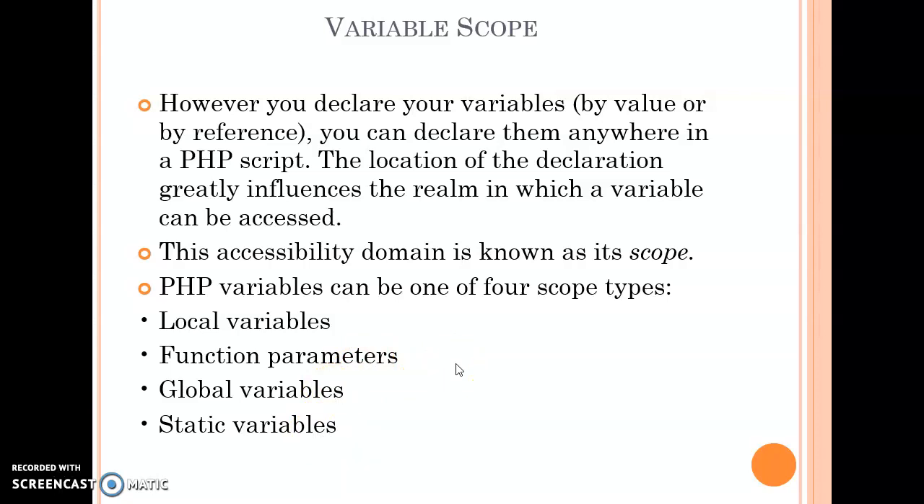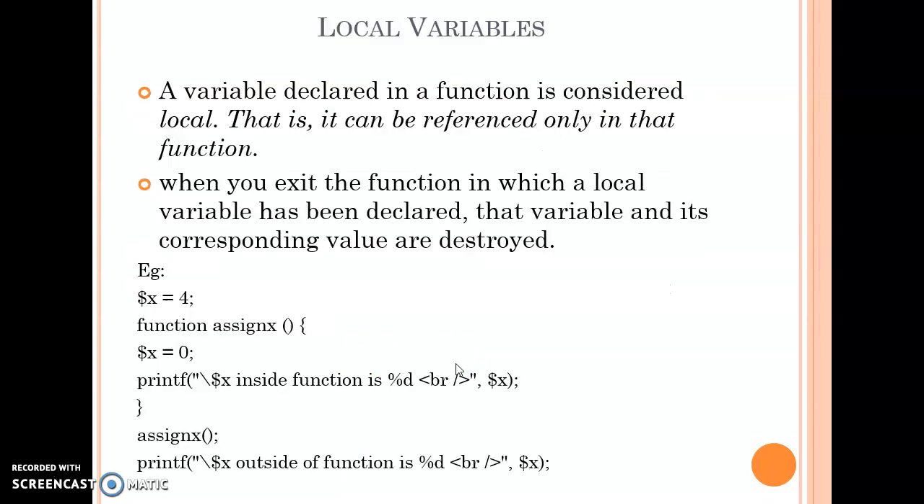First one, local variables. A variable declared within a function is called a local variable. That is, it can be referred to only in that function. When the function exits, the local variable and its corresponding value are destroyed.